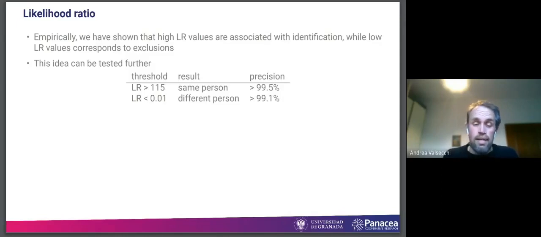To test this in a more precise way, we determined that we can put two thresholds on the likelihood ratio value. In particular, whenever the likelihood ratio is higher than 115, we can conclude that we are dealing with the same person proposition, and this is correct 99.5% of the cases. And for the opposite conclusion, when the likelihood ratio value is very low, below 0.01, we are dealing with different materials in 99.1% of the cases.